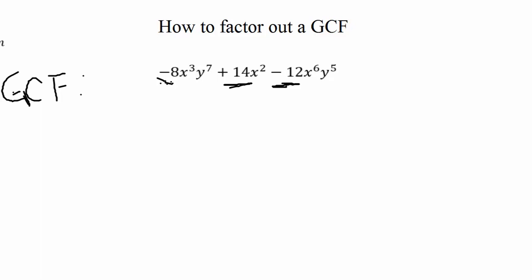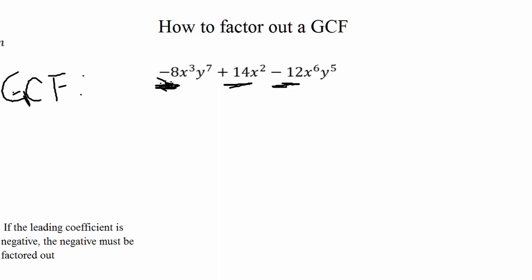One thing that we haven't seen yet is this negative out in front, and there is something different that we have to take care of when it comes to this. If the leading term is negative, that negative must be factored out along with the other factors. We never want our leading term to be negative when it comes to factoring. So all we're going to do is tack on that negative to our GCF.